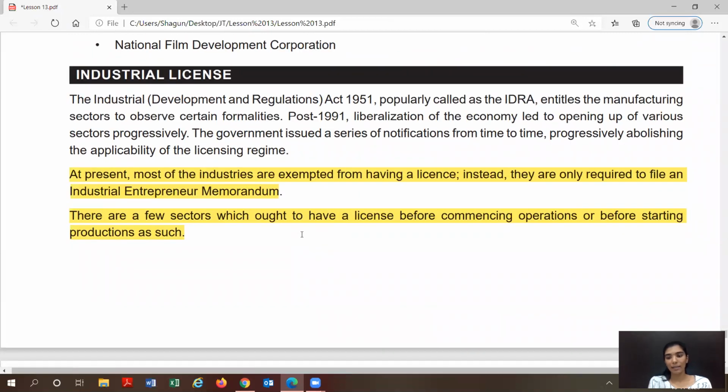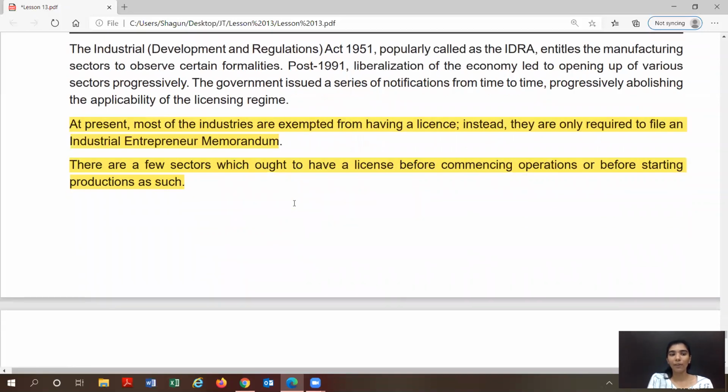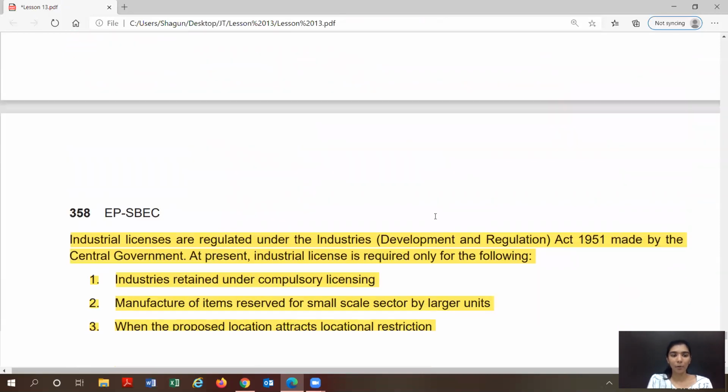Then industrial license. So when you are starting any business, only very few kinds of business require an industrial license. At present, most of the industries are exempt from having a license. They're only required to file an industrial entrepreneur memorandum. However, there are still a few sectors which ought to have a license before commencing operations or before starting production.